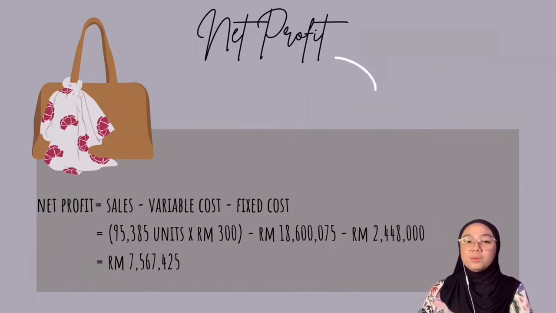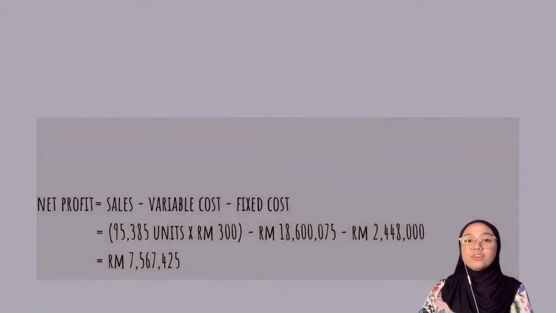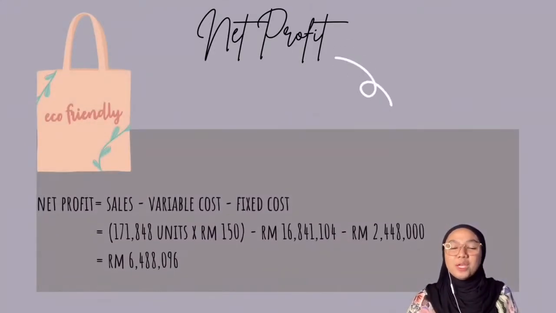95,385 units multiplied by 300 ringgit, which is the price of the shoulder bag, minus the variable cost at 1,675 ringgit, minus the amount of fixed cost, which is 2,448,000, and then we will get 7,567,425 ringgit. As well as for the tote bag, we use the same formula.